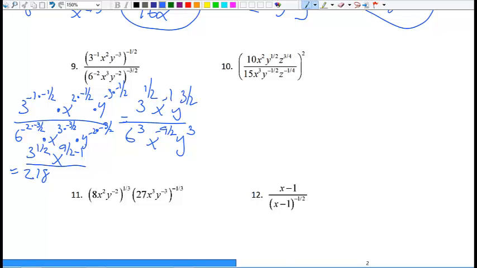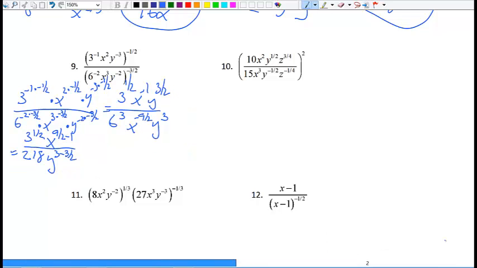And then y, I've got 3/2 in the numerator and 3 in the denominator. And again, the question is, where is it bigger? And 3 is bigger than 3/2. So y to the 3 minus the 3/2. And then I've got some fractions that I need to simplify out. I'm just going to give myself a little more space here. Okay, so our final answer is going to be, let's see if I can get a straighter fraction bar here.